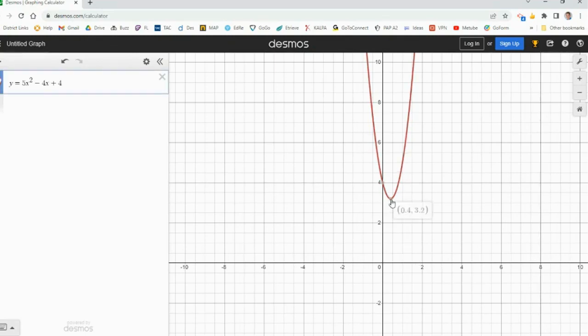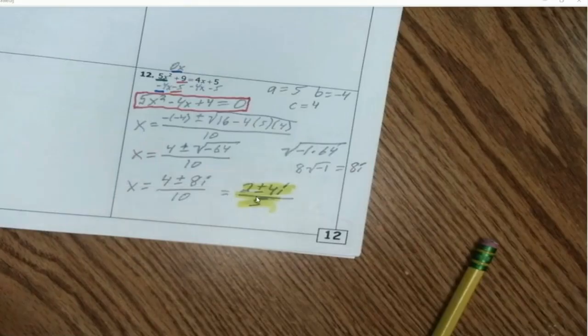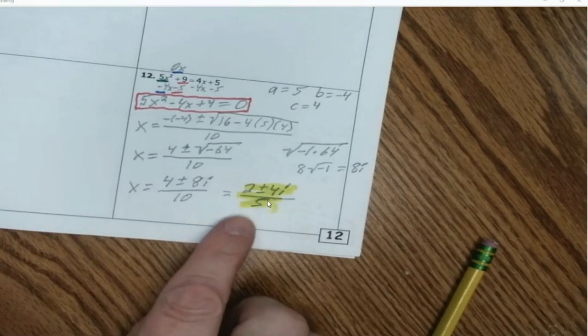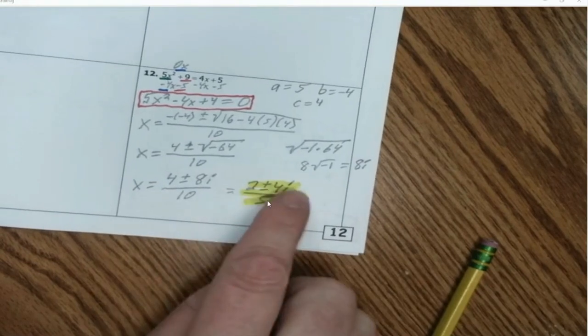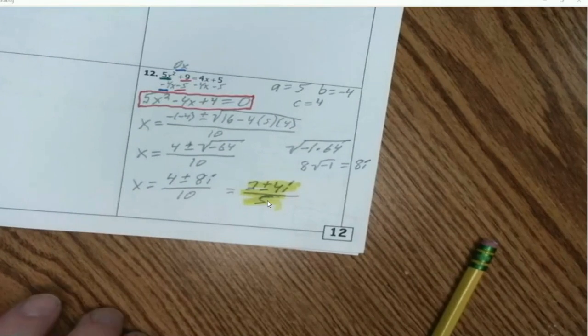The lowest it gets, the vertex, is (0.4, 3.2). So this has a range of 3.2 or greater. It has a domain of negative infinity to infinity because it'll keep going both directions. But the range is only from 3.2 to infinity. It never gets below 3.2. So no real zeros, but we do have the two imaginary zeros, 2 plus 4i over 5 and 2 minus 4i over 5. And again, that's as far as it can be simplified. We can't combine the 4i with any other term.